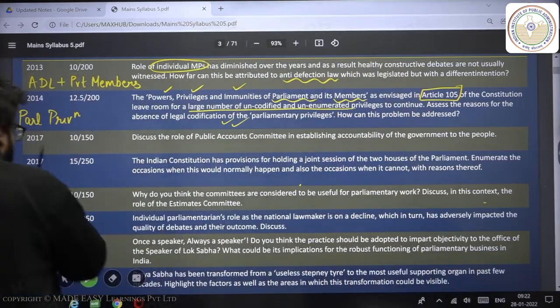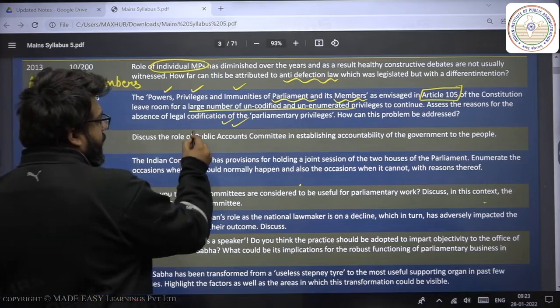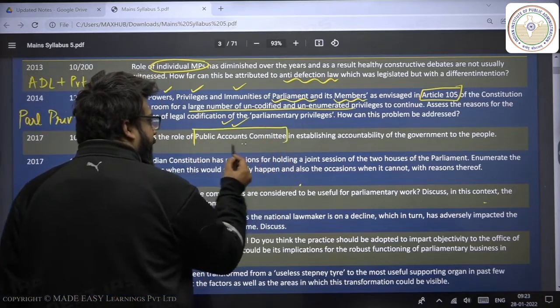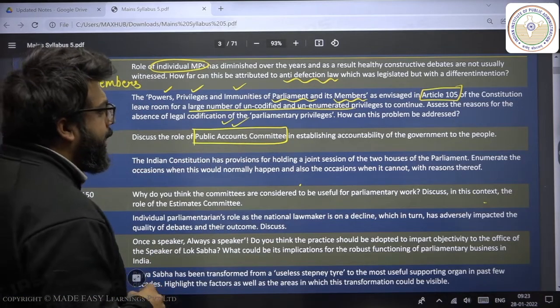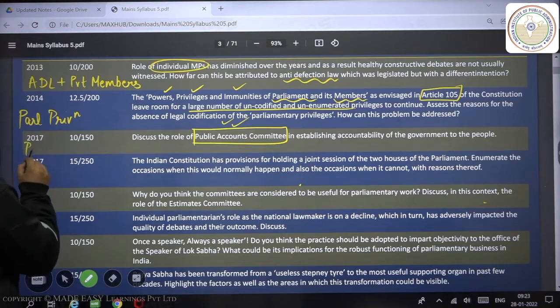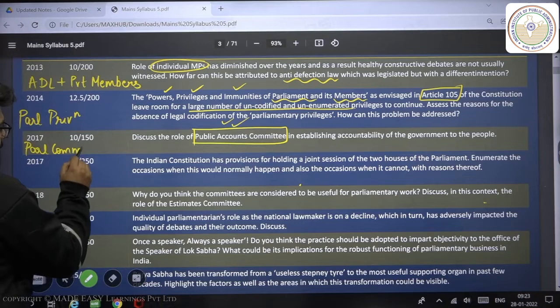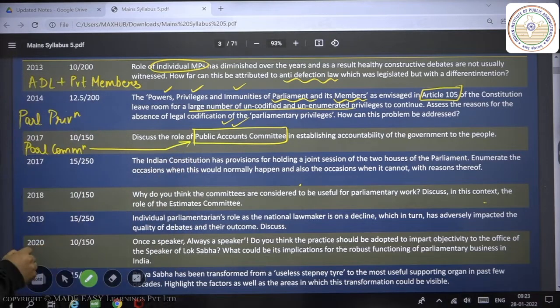Okay. Then in 2017, discuss the role of Public Accounts Committee in establishing the accountability of the government to the people. A subset of parliamentary committees, and a direct question on a specific parliamentary committee.